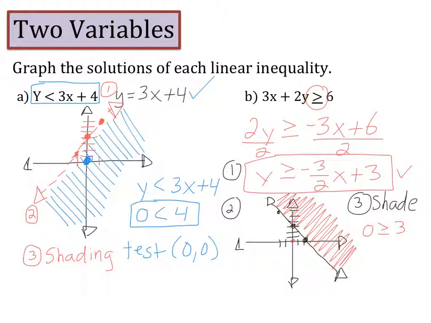And those are the main 3 steps. We want to write this in slope-intercept form, we want to graph that, we want to be cognizant of using solid lines or dotted lines, and then we want to pick a point, preferably 0, 0, I think it makes our life a lot easier, and figure out which side to shade.